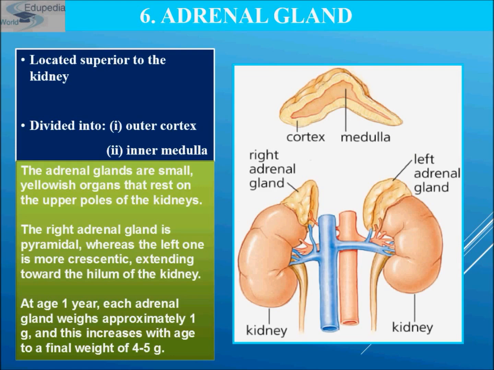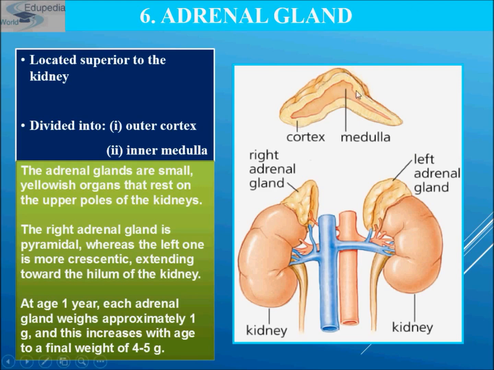So the hormones secreted here are called steroids, and they have three main types. First, those which control balance of sodium and potassium in the body. Second, those which raise the level of sugar in the blood. And third, sex hormone. Okay, so this was about cortex. Now what about medulla?